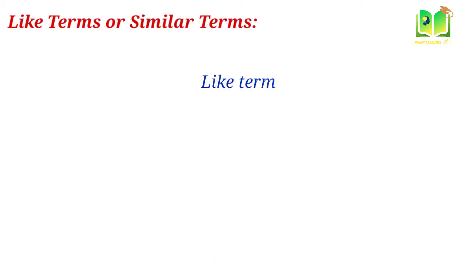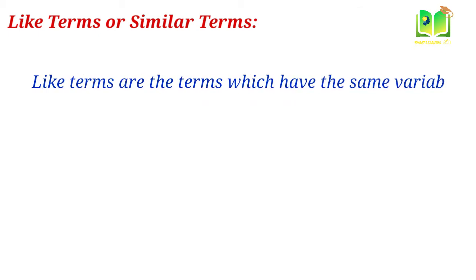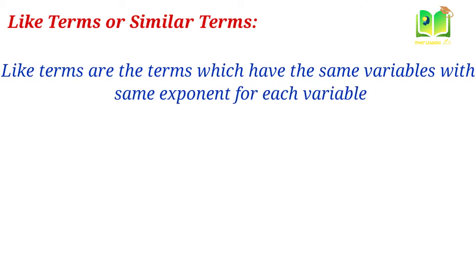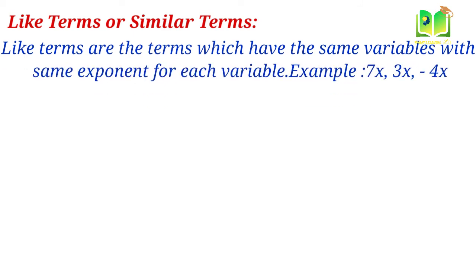Now we will discuss like terms or similar terms. Like terms are the terms which have the same variable. See a few examples, 7x, 3x. Here x is the common variable but 7 and 3 are different coefficients. These types of values are known as like terms. If the sign is minus, then we can say yes, they are also like terms because 7x, 3x, minus 4x, each and every one has the common variable, that is x.